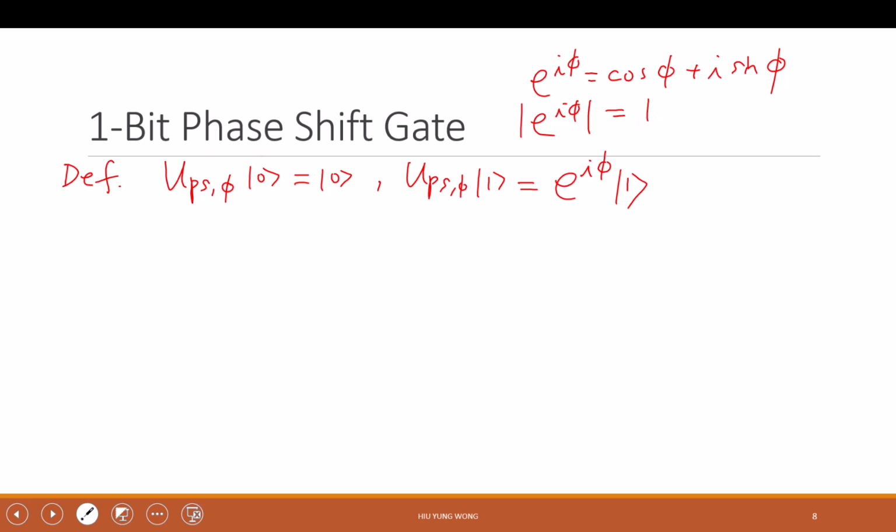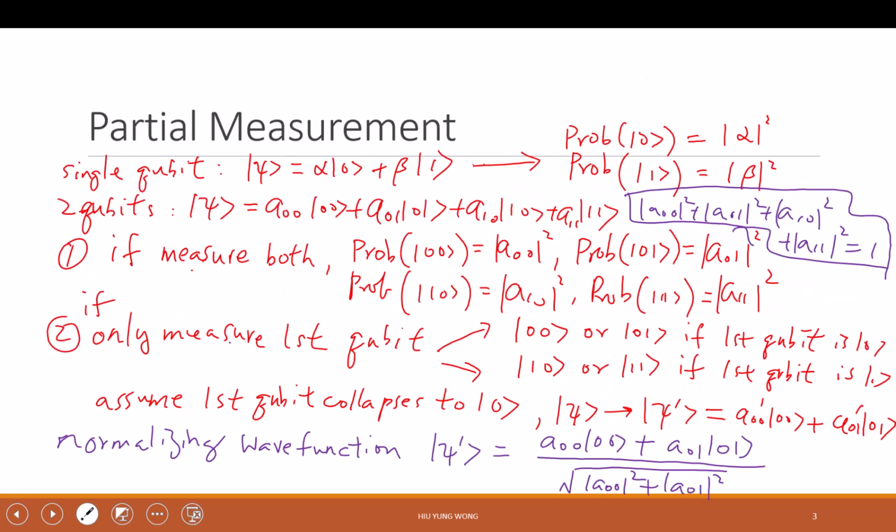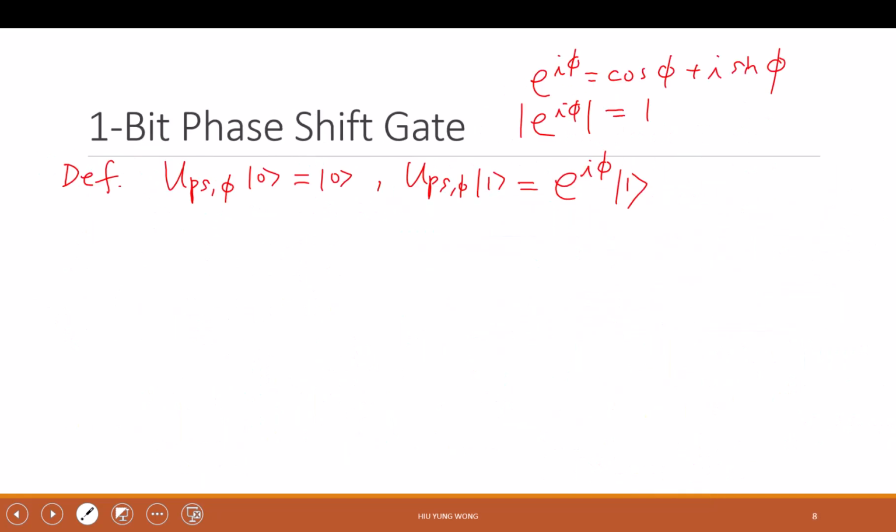But if this is a so-called global phase, let's say this e to the i phi is applied to every coefficient, then you really don't care. It has no physical significance. But when you apply this gate, it only applies to the one part. So there's a relative phase change between 0 and 1, although their corresponding magnitude squares are still the same. But this is going to have some implication if you continue to do some quantum computing. Okay? So that is the definition.